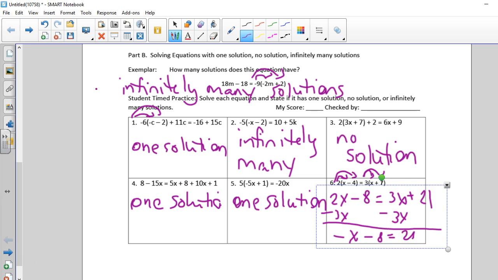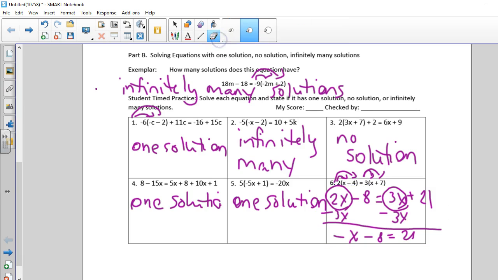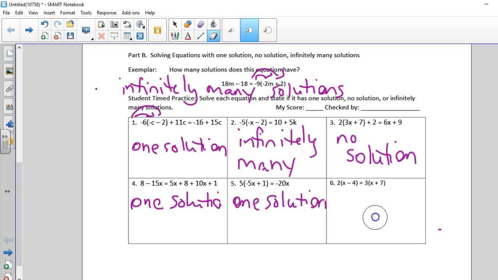Did x go away? I didn't have to do that. Look, I could have looked. I didn't even look for the pattern I tell you to look for. 3x's and 2x's are not the same, so an x will be left over. So this is also a one solution. I don't even have to worry about whether it's a decimal or fraction. It doesn't matter. I just want to know the number of solutions. So I look for that pattern.